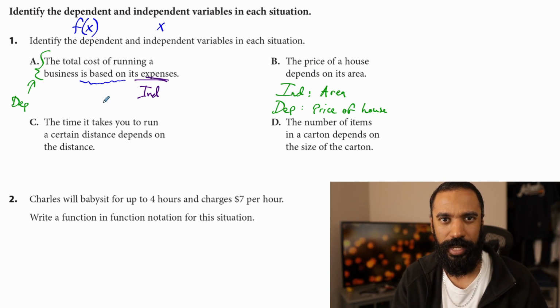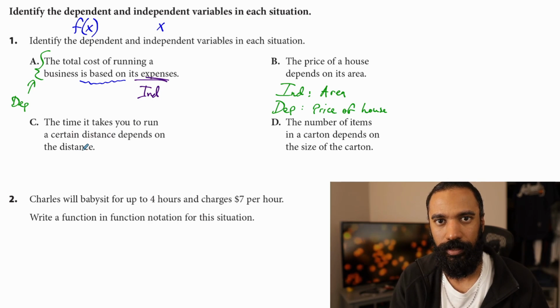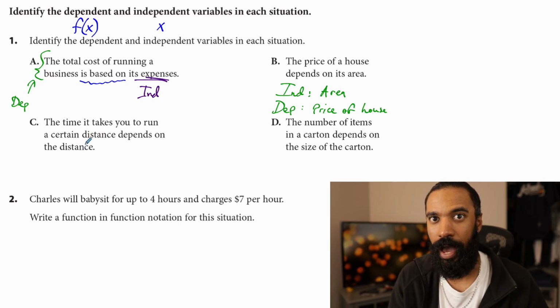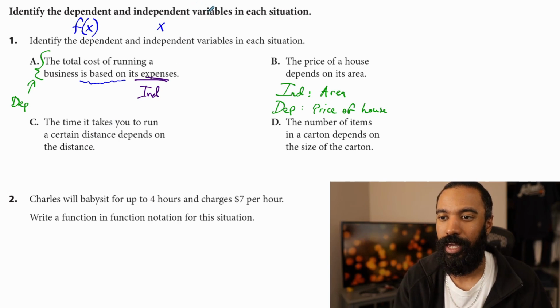So I'm going to go faster for these next two. The time it takes you to run a certain distance depends on the distance, right? How fast can you get here? Well, it depends. How far away are you? Okay, so based on that.